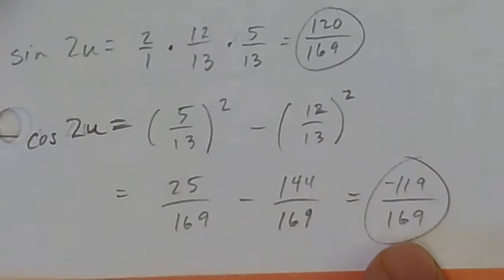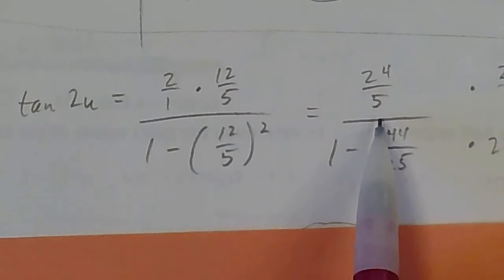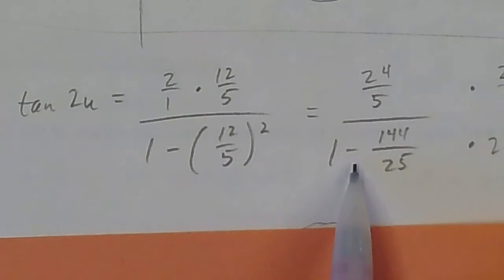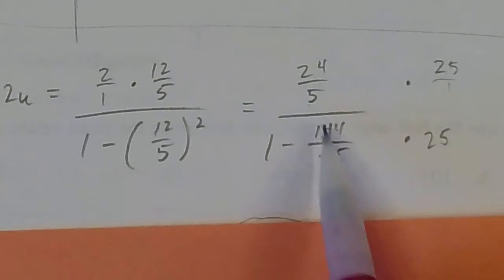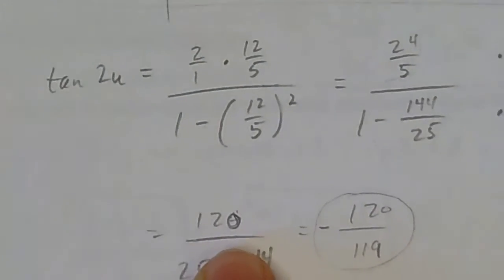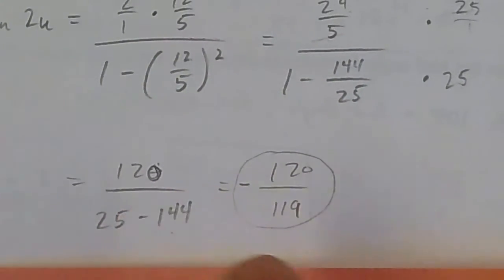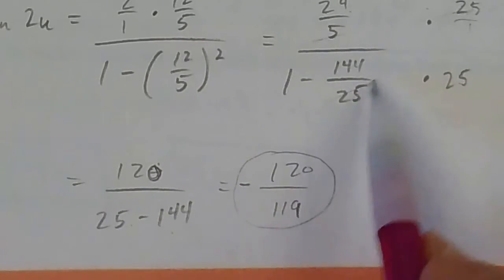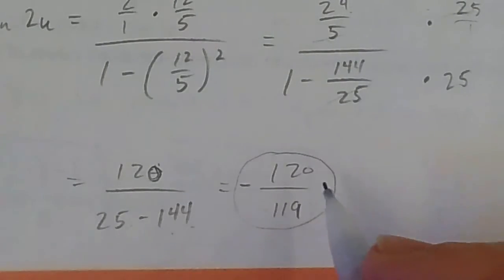All right, and then the tangent of the double angle. This is what we get. Okay, my work this time, I actually decided just to multiply by 25. Common denominator, it's really easy because this reduces to 5 over 1, 5 times 24, 120. Fraction's gone right away. Okay, on the bottom, same thing, 25 times 1, 25, 25 times this, it's gone. I'm left with 144. Fractions are gone, and it's just an easy approach.